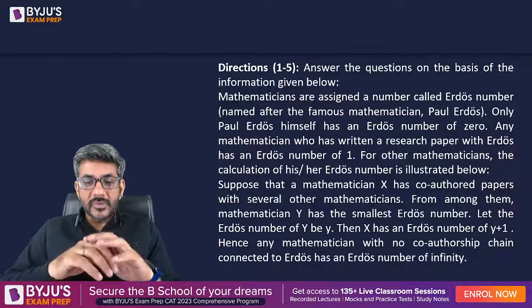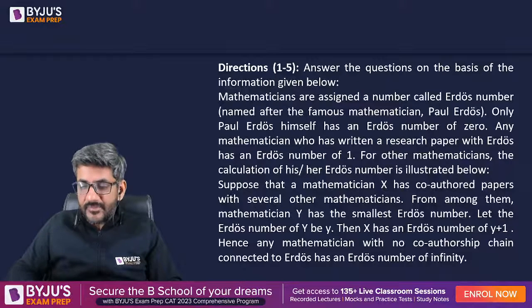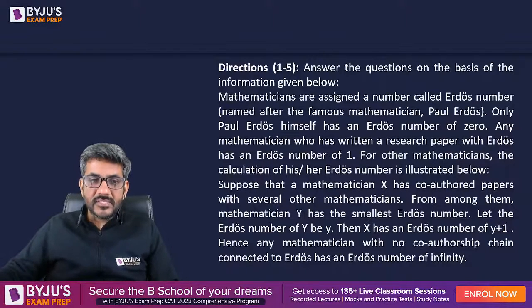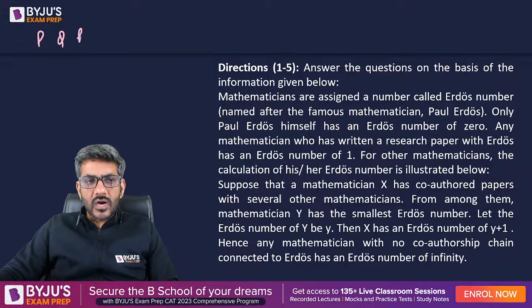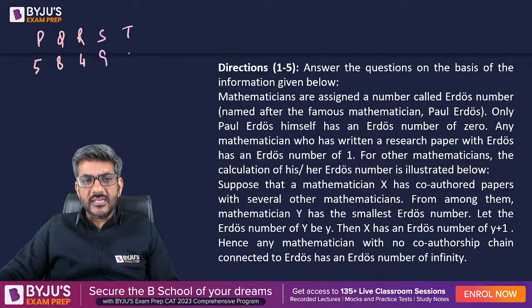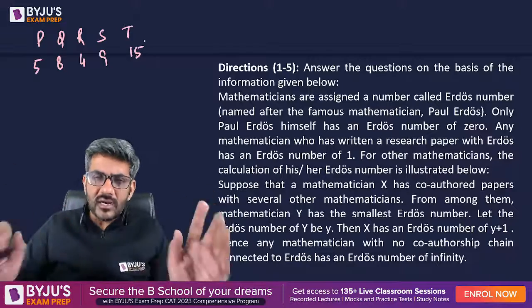So basically, what I understand from this statement is that, let us say some people wrote a paper together: P, Q, R, S, T. P had an Erdos number of 5, Q had an Erdos number of 8, R had 4, S has 9, T has 15. Let's say these were their Erdos numbers.